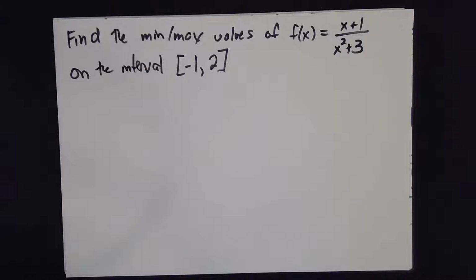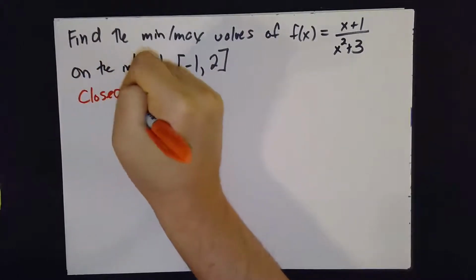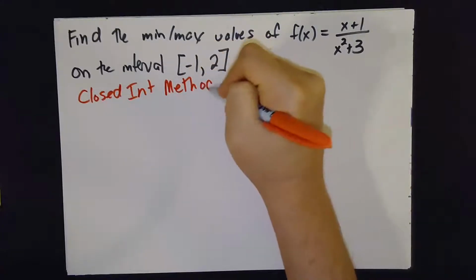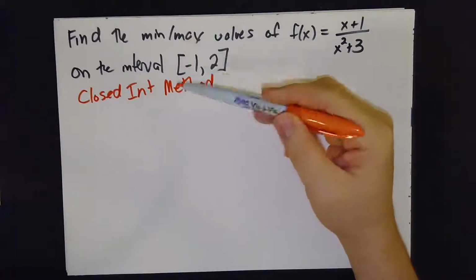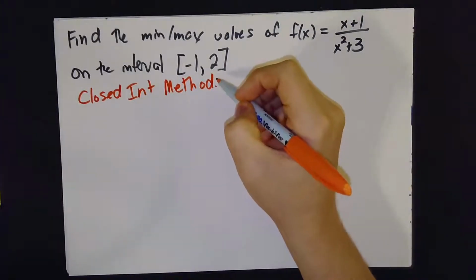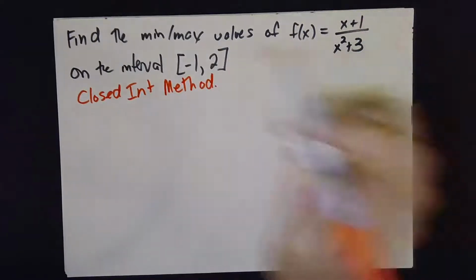Okay, let's start going over this. So, first of all, this is definitely a closed interval method question. Hey, this is what the closed interval method exists to do, to decide what the biggest and smallest outputs of a function are in a closed interval. And so to use the closed interval method, the first thing I need to do is find the critical numbers of this function, for which I need the derivative.